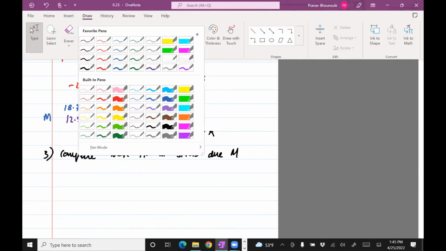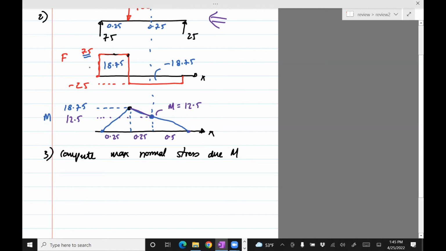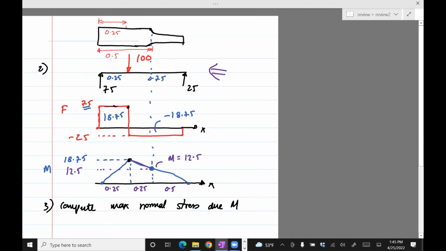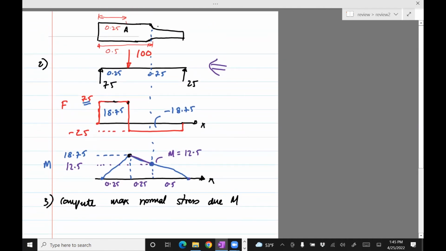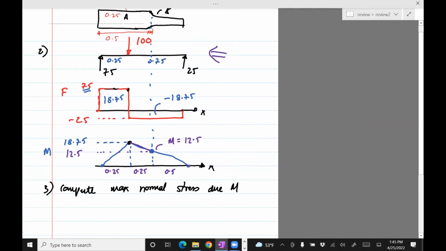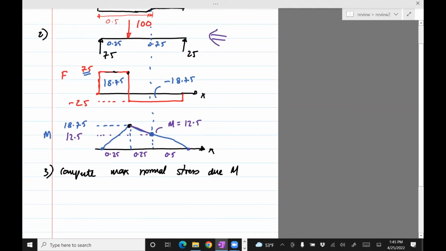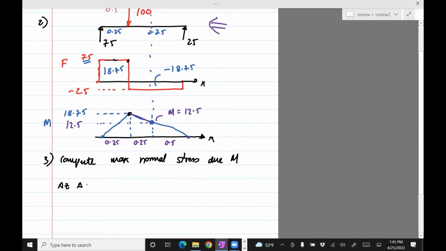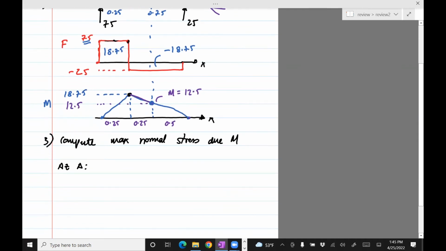Okay, so what we do is we will compute the stress. Let's call this point A and this point B. So let's compute the stress at A and the stress at B. At A, this is standard textbook stuff, where we find the stress at A as M at A times Y divided by I. The moment at A is 18.75.